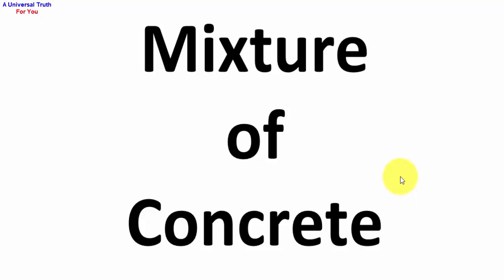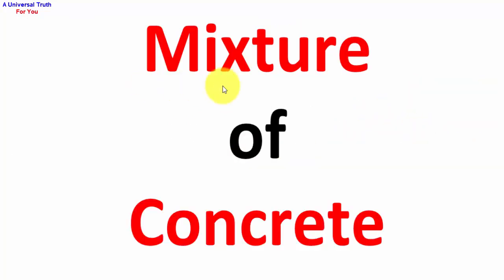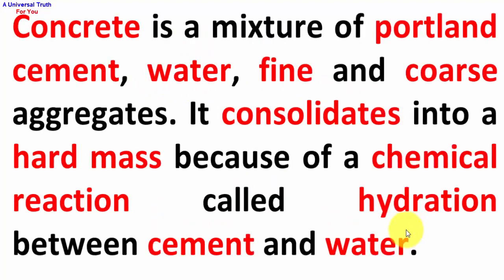So let's get started. The question is: define mixture of concrete. How is M20 concrete classified? Mixture of concrete. Here is the answer. Concrete is a mixture of Portland cement, water, fine and coarse aggregates. It consolidates into a hard mass because of a chemical reaction called hydration between cement and water.